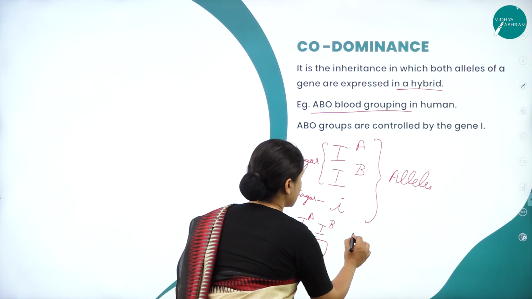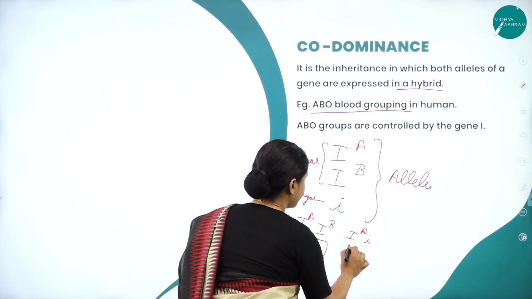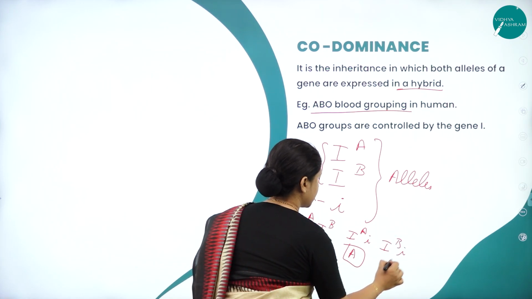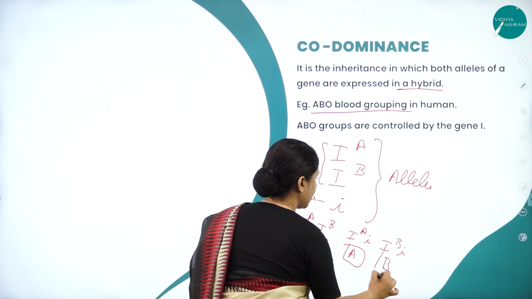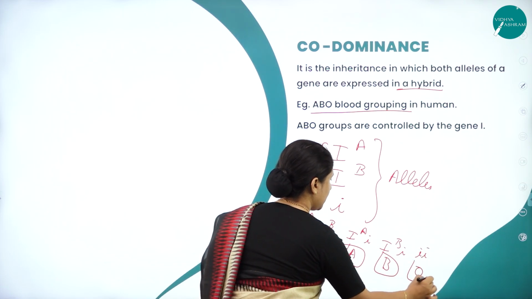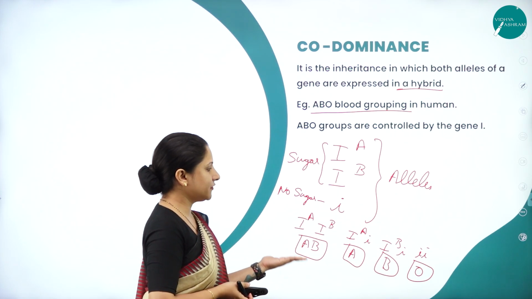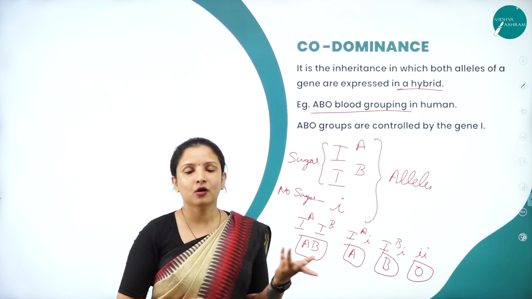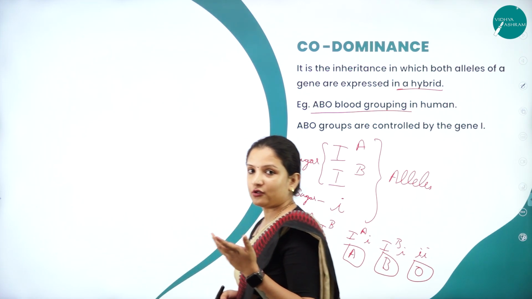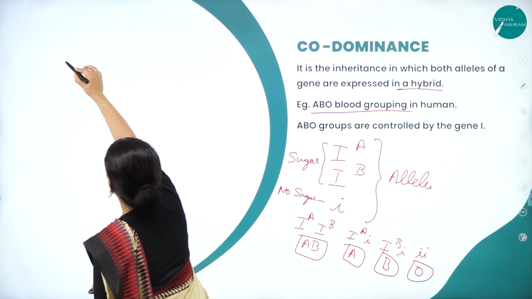Or say for example, if IAi is expressed, then the blood group will be A. If IBi is expressed, the blood group will be B. And if ii is expressed, the blood group will be O. This is how it is. So we'll learn about this. Before that, we'll put a table of antigen, antibody and the blood groups for you to recall, so that you'll understand better. So we'll put a table here.